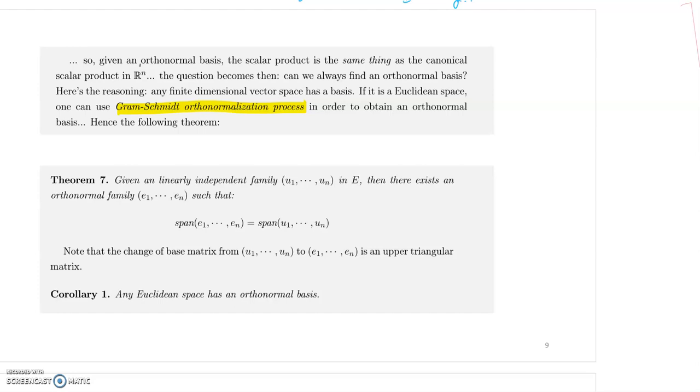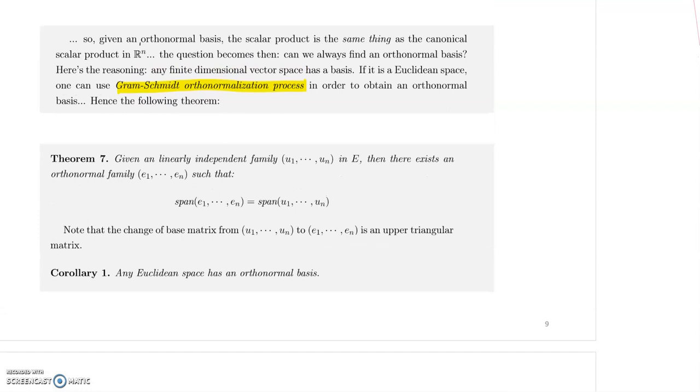Even if it's not a basis in R2 or R3, you can work out orthonormal polynomials, orthonormal functions, as long as you have the corresponding inner product that defines the orthogonality for you. So let's see that. Gram-Schmidt. So what does it say?